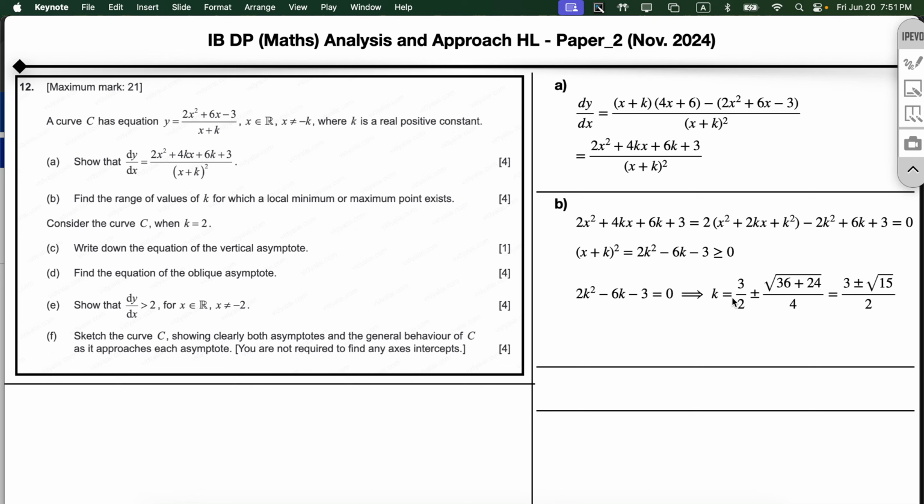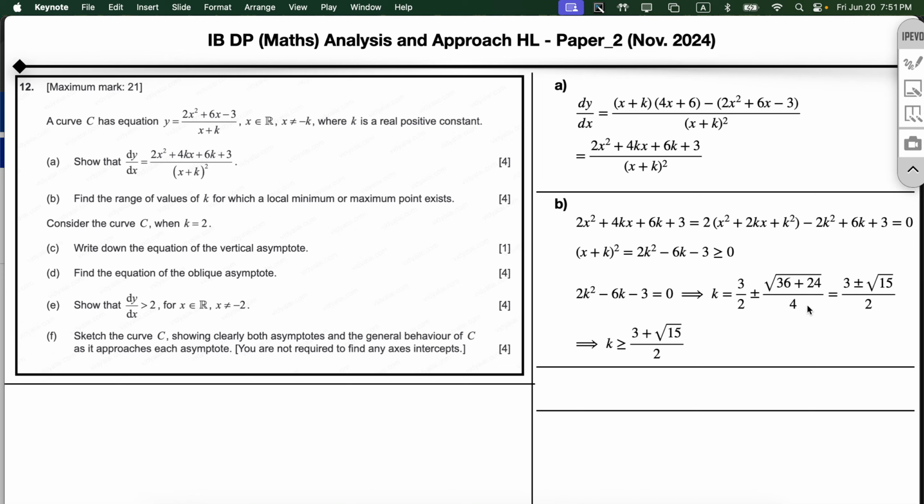The critical points of k for this equation, where we set 2k squared minus 6k minus 3 equals 0, are 3 by 2 plus or minus square root of 36 plus 24, divided by 4. 36 plus 24 is 60, so 2 square root 15, and then you have 4 at the bottom. So this is 3 by 2 plus or minus square root 15 by 2. So k has to be greater than or equal to 3 plus square root 15 by 2.